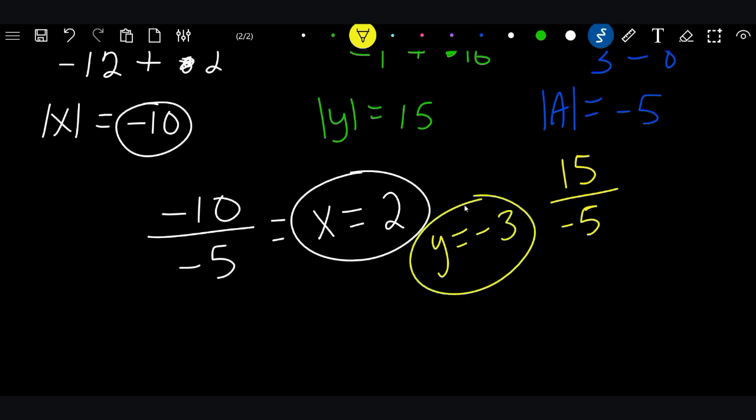Okay. So our determinant for the x is 2, positive 2. The determinant for the y is -3. In other words, once we solve this, that's our answer. How would we write this?